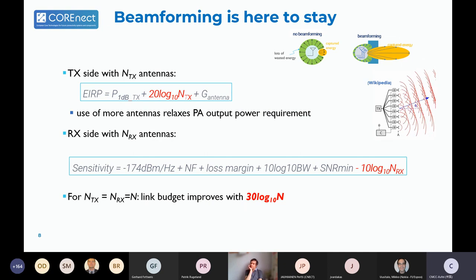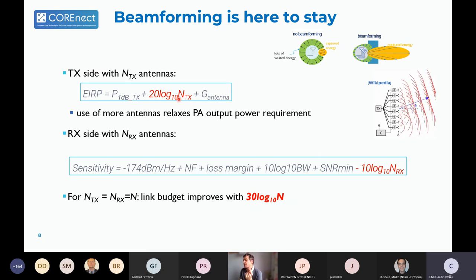If you express the beamforming in formulas, what do you gain? Now, at the transmit side, the effective radiated power, the EIRP, increases with the square of the number of antennas. So if you express it on a log scale, you see 20 log 10 of the number of transmit antennas. So if we keep a given EIRP specification, it relaxes the power requirement for each power amplifier.